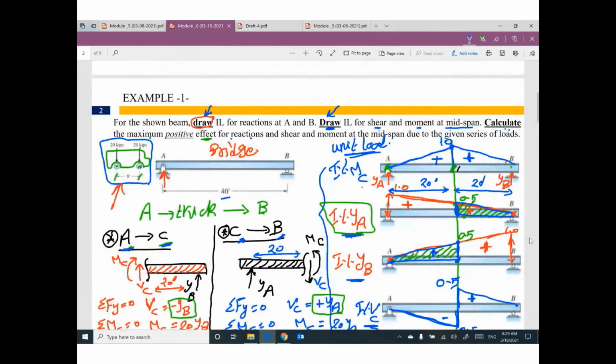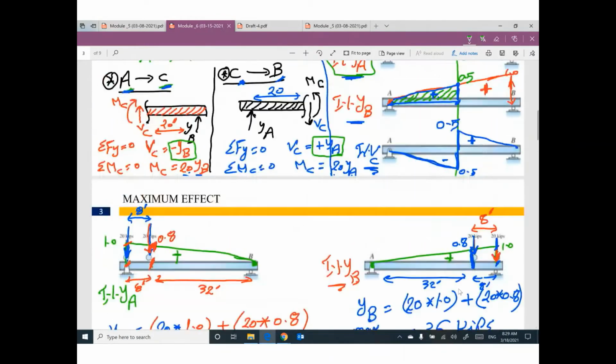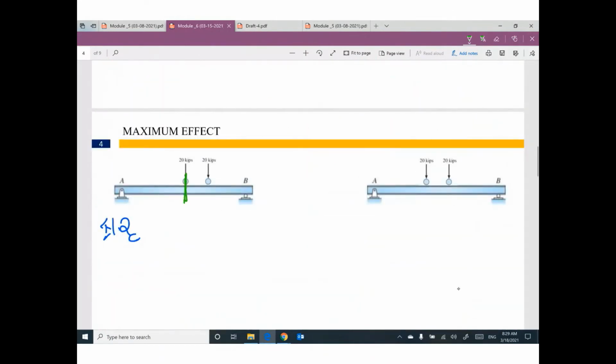So I am done with maximum positive effect for reaction. What is the maximum positive effect for shear? Influence line for shear at C. Do you remember what was the influence line for shear that I drew 1 minute ago? I would like to repeat it here. It was something like this. And this one is negative and this one is positive. We are looking for maximum positive effect.